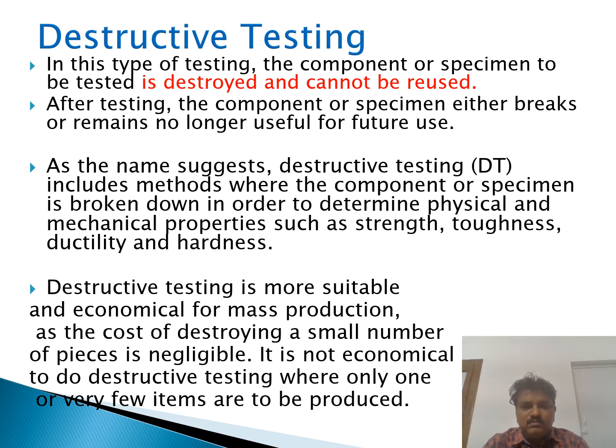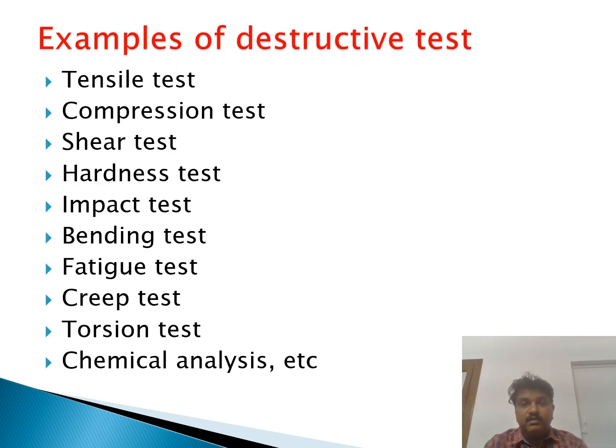Destructive testing is more suitable and economical for mass production, as the cost of destroying a small number of pieces is negligible. It is not economical to do destructive testing where only one or a few items are to be produced. Examples of destructive testing: tensile test, compression test, shear test, hardness test, impact test, bending test, fatigue test, creep, torsion, and chemical analysis.